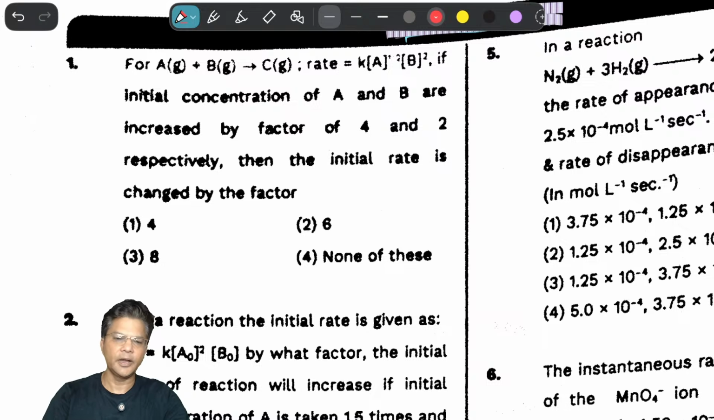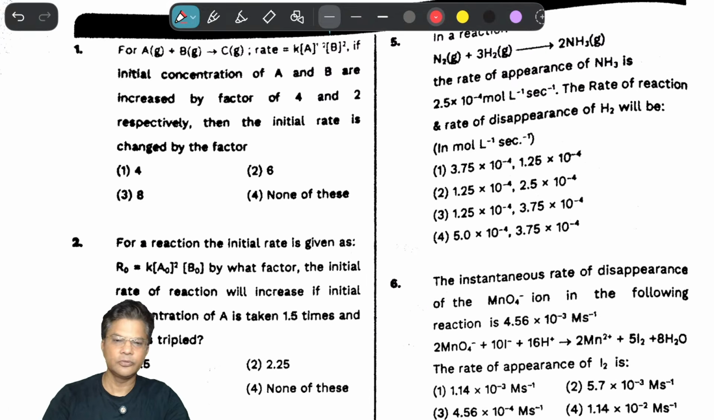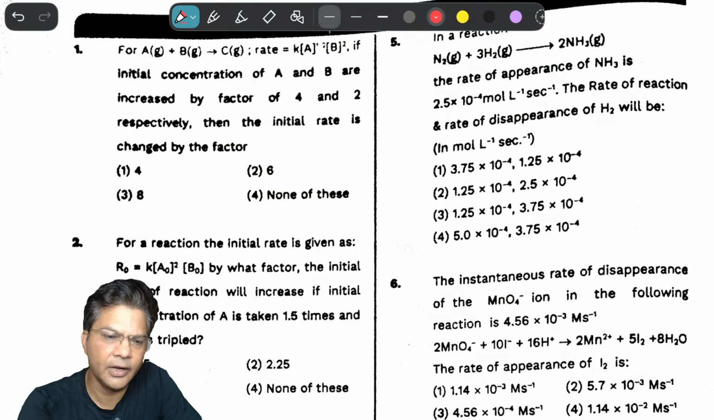And today we are here to solve questions of chemical kinetics chapter wise in the sequence order. I will give 1 minute for each question, and we will see the answer, first your answer, and then I will let you know what should be the correct answer, right?